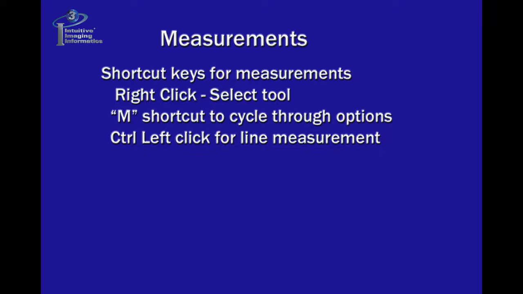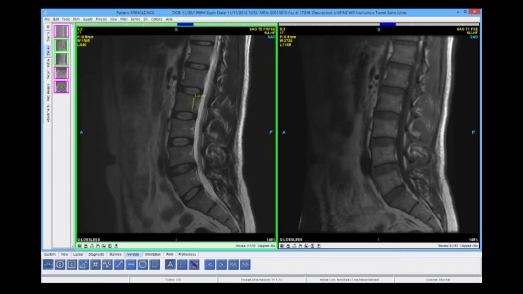Control left click for line measurement may be done while the user is in scroll mode. So while the user scrolls through and wants to make a quick measurement, they may select Control left click at any time.